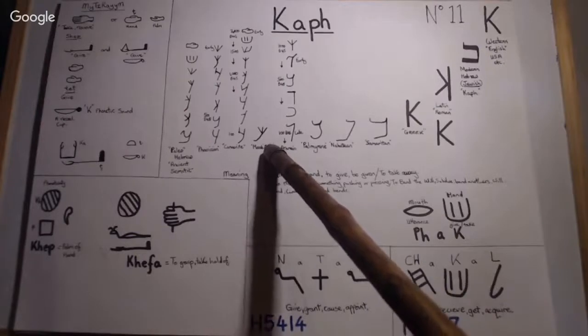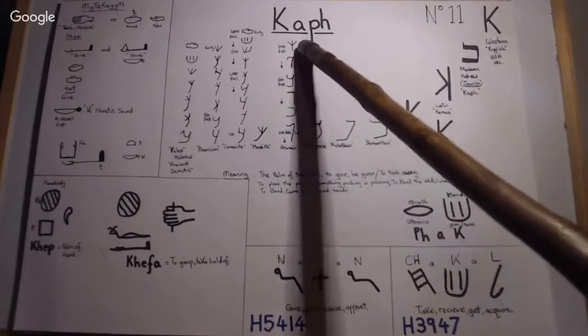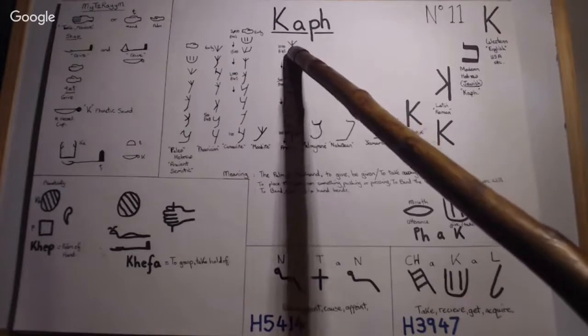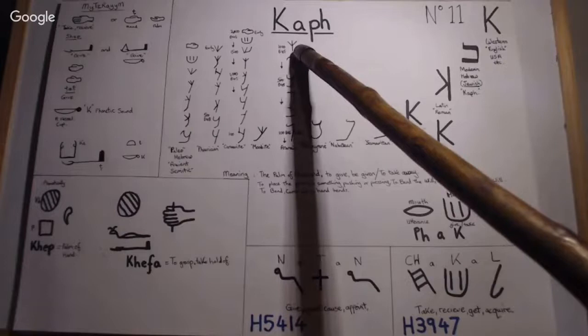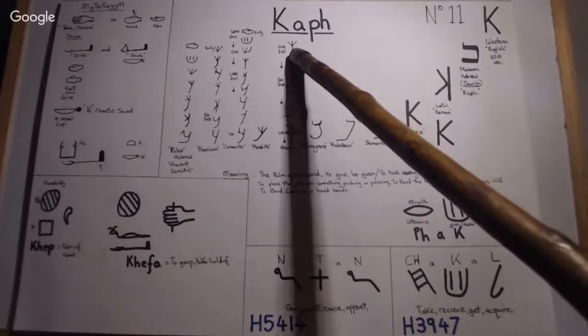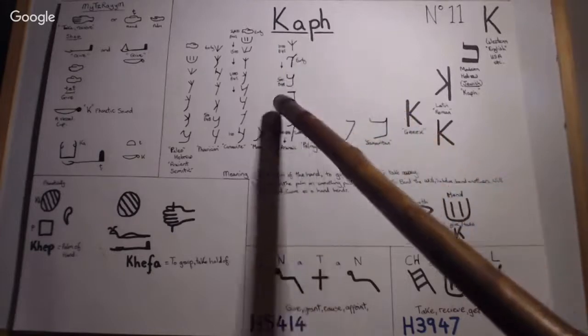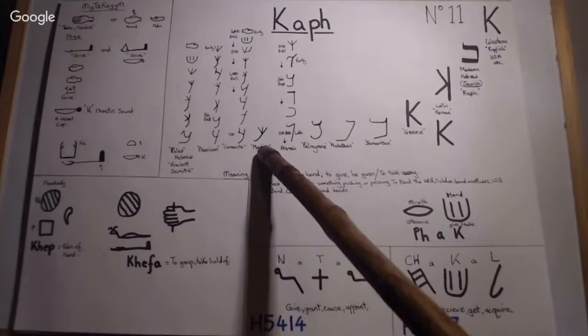This one here is the Moabite one, and as you can see from the top of this Aramaic one, which is from about 1,000 years before Hamashiach, it kind of resembles a hand, like an arm with fingers pointing out. This one is kind of similar but slightly different.